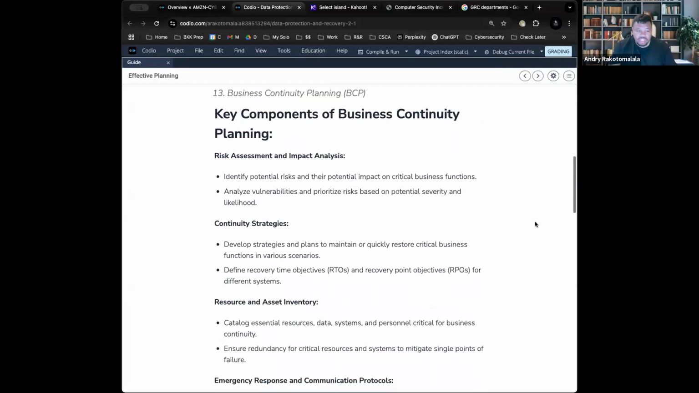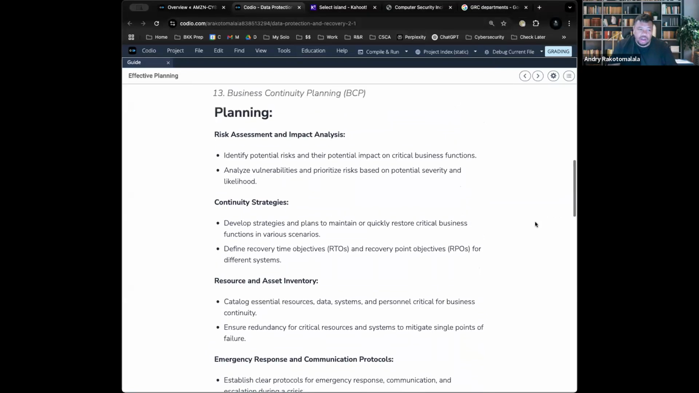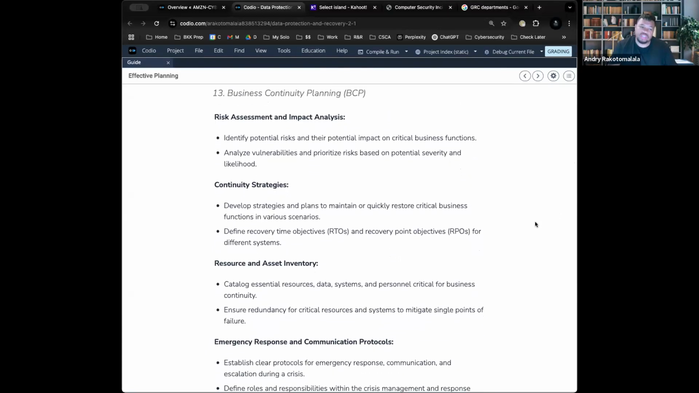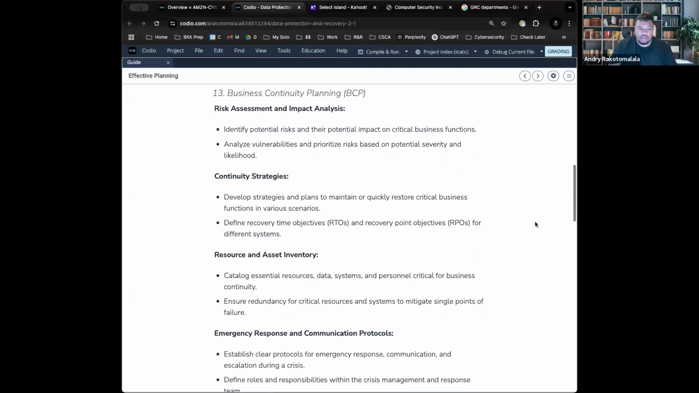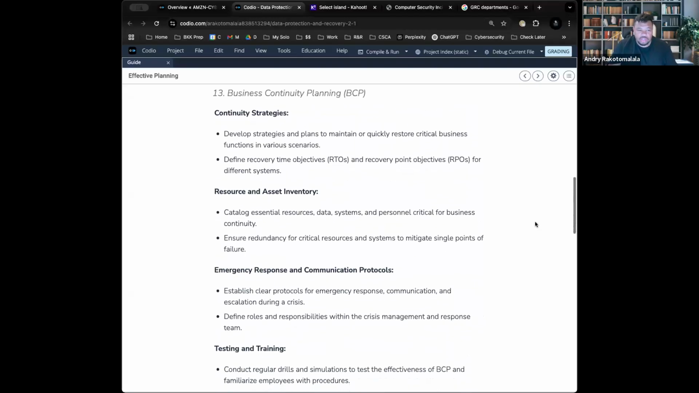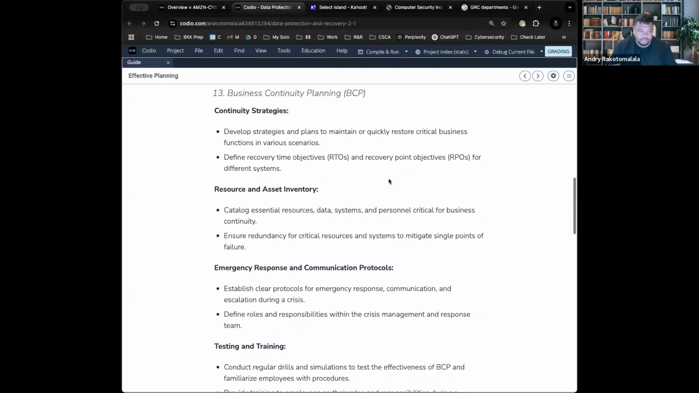Now, what does it typically consist of? It consists of risk assessment, because this is the process of identifying any risks or vulnerabilities that exist in your business and then helping prioritize them so you know which ones are critical and which ones are not. And then you come up with continuity strategies. So this is where you come up with a plan or a playbook for how to restore your operations and your backups in case of an incident. And then we have RTO and RPO again.